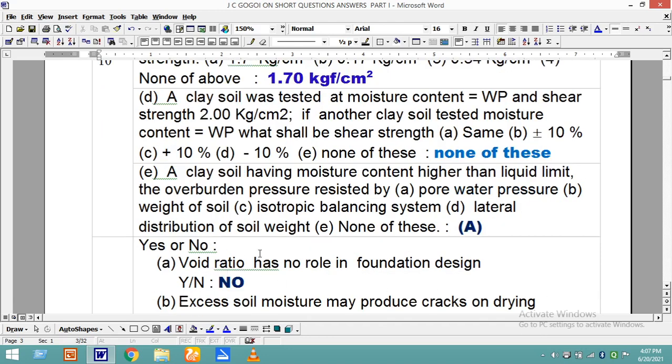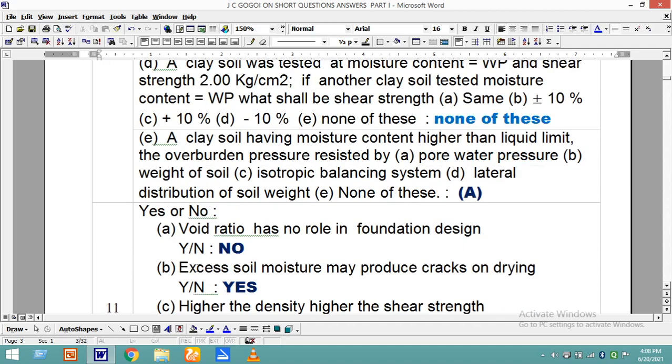Yes or no? Void ratio has no role in foundation design. It is a wrong conception. Void ratio is an important parameter in foundation design. Excess soil moisture may produce cracks on drying. Yes, when moisture is removed, there shall be some cracks. If we look at a paddy field during dry season, a lot of cracks develop at the surface.